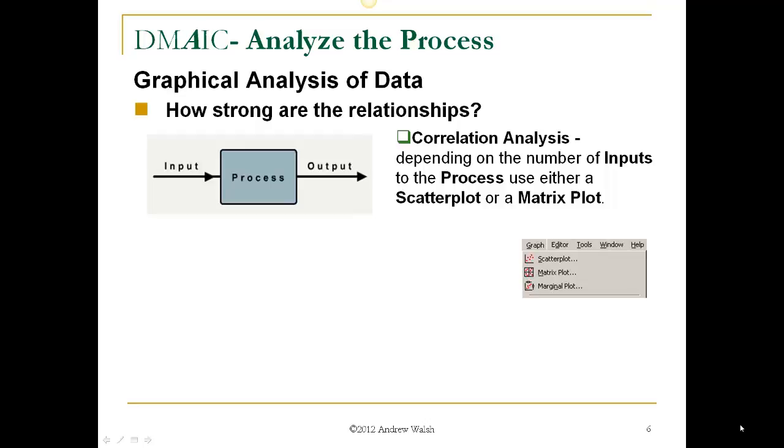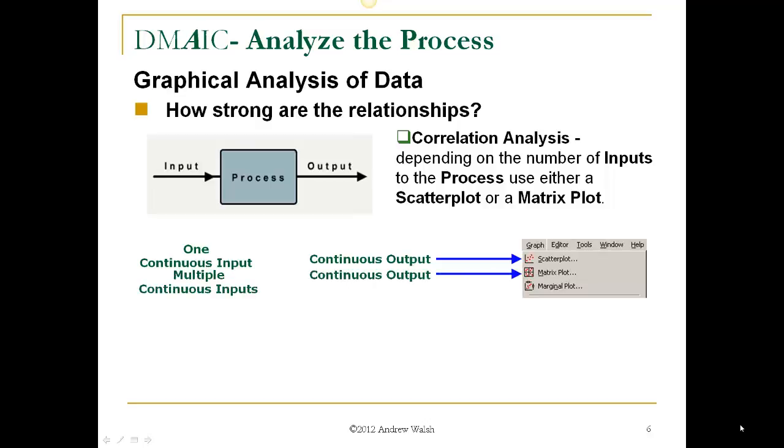Correlation analysis. Depending on the number of inputs to the process, use either a scatter plot or a matrix plot to examine them. If you have one continuous input and a continuous output from it, check on the scatter plot in Minitab. If you have multiple continuous inputs and continuous output, look at the matrix plot.